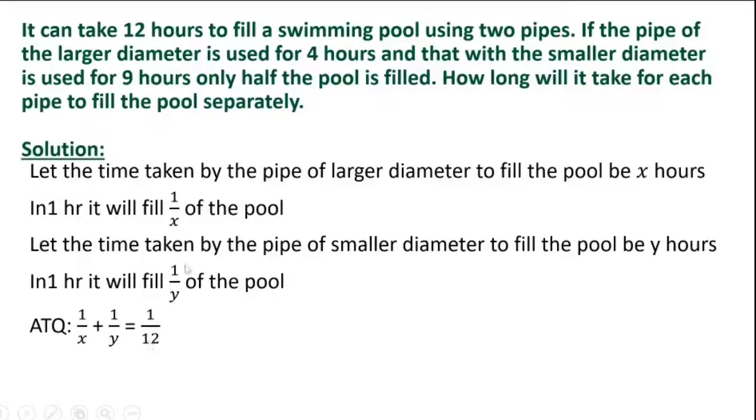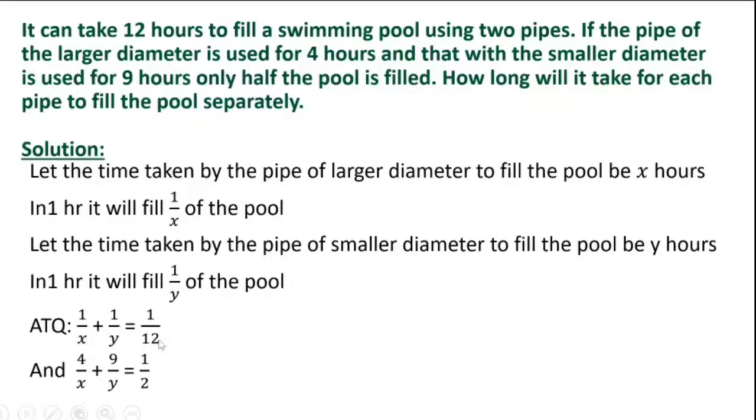Exactly same way. Now it says that for 4 hours, if the larger pipe is filling up the pool, it will fill 4 upon x of the pool. If for 9 hours the smaller pipe is used to fill the pool, it will fill 9 upon y of the pool. So together they are working, 4 upon x plus 9 upon y of the pool will be filled up. That will be equal to half of the pool. So I'll get my second equation as 4 upon x plus 9 upon y is equal to 1 upon 2.